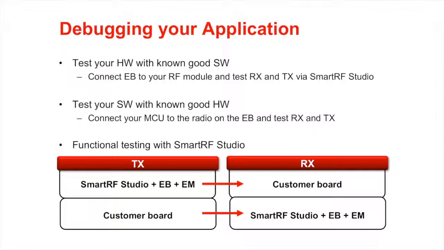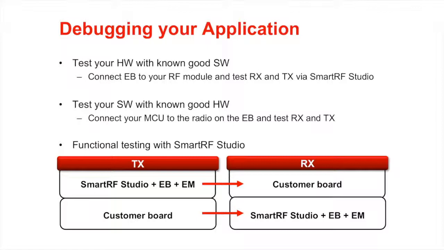This can be done by plugging the EM into the SmartRF evaluation board and using one of the test connectors to connect the SPI and GPIO signals to the MCU running the software. See the development kit user manual for information about what connectors to use. For functional testing of the customer receiver hardware and software in a wireless link setup, you can use SmartRF Studio plus EB plus EM as the transmitter. This ensures a fully functional transmitter and will narrow down any potential problem areas and help debugging.